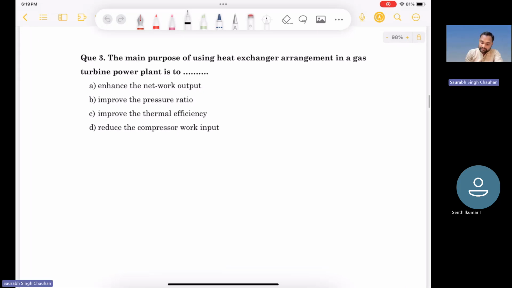So there are a few terms: heat exchanger, net work output, compressor work input, thermal efficiency, pressure ratio. Okay, so pressure ratio you already know. Thermal efficiency you already know. Compressor work input is the work that you are providing to the compressor, and net work output is whatever you are getting from the turbine minus whatever you are providing to the compressor. That is the net work output.